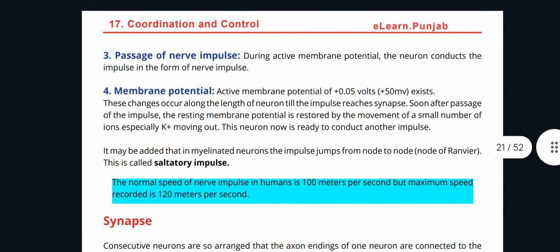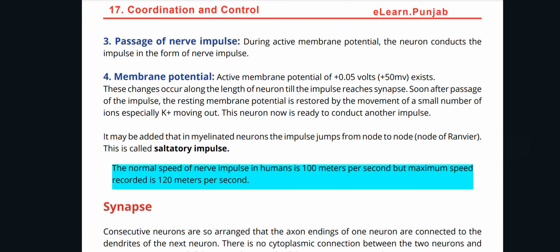Number 3, passage of nerve impulse. During active membrane potential, the neuron conducts the impulse in the form of a nerve impulse. Number 4, membrane potential. An active membrane potential of plus 0.05 volts, plus 50 millivolts, exists. These changes occur along the length of the neuron till the impulse reaches the synapse. Soon after passage of the impulse, the resting membrane potential is restored by the movement of a small number of ions, especially K positive moving out. This neuron now is ready to conduct another impulse.